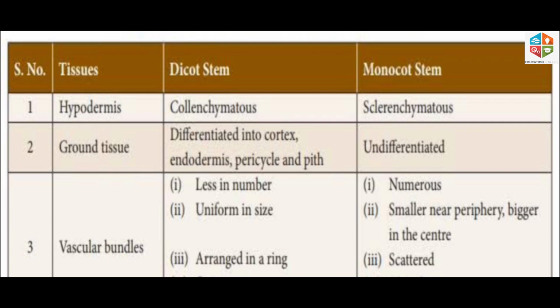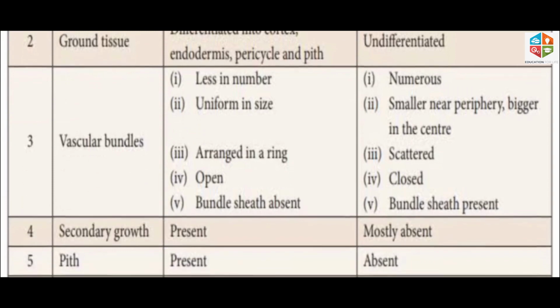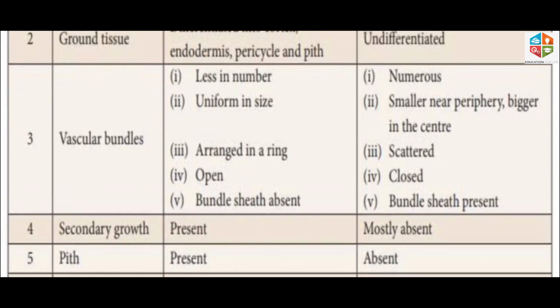Third one, vascular bundle. In dicot stem it is less in number, uniform in size, arranged in a ring, open vascular bundle. Bundle sheath is absent. In monocot stem it is numerous, scattered, closed. Bundle sheath is present. Secondary growth is present in dicot stem, whereas it is absent in monocot stem. Pith is present in dicot stem, whereas it is absent in monocot stem. Medullary rays are also present in dicot stem and absent in monocot stem.